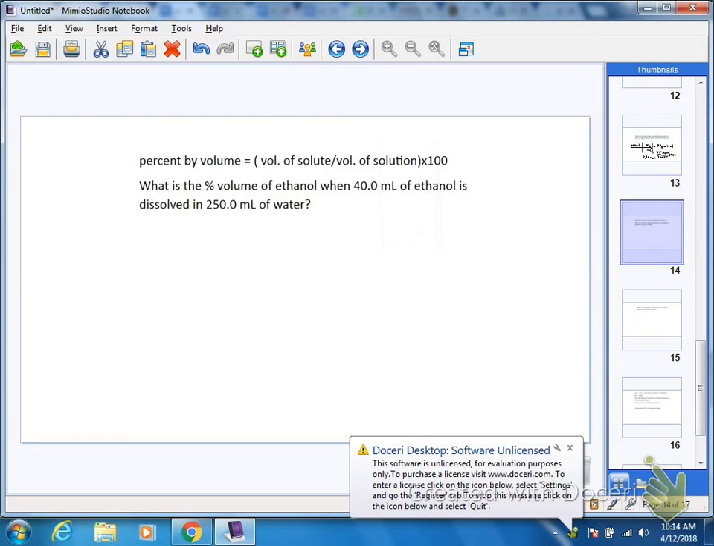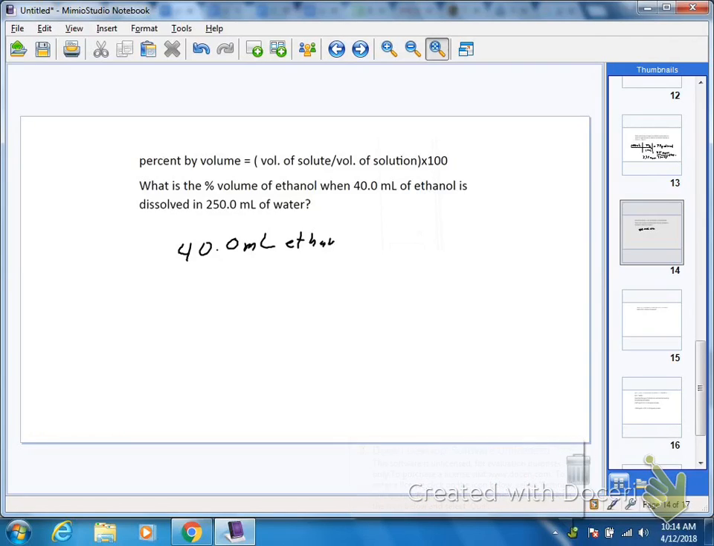Okay, so this one would have been 40 milliliters of ethanol divided by 290, right? And then that would give you your answer, right? And so on this one, you'd have 13.8%.